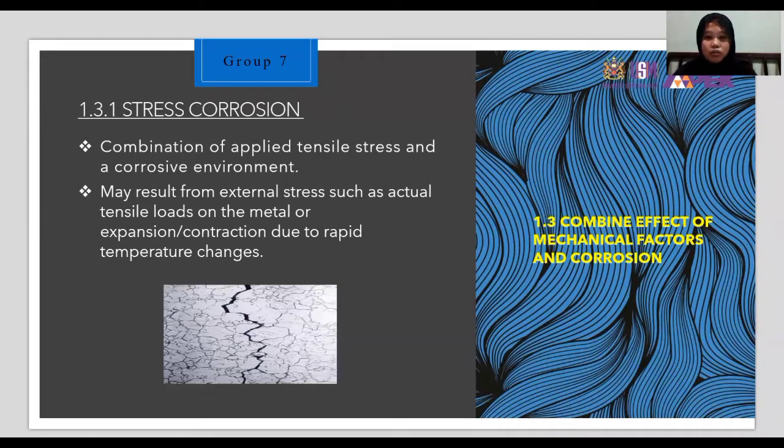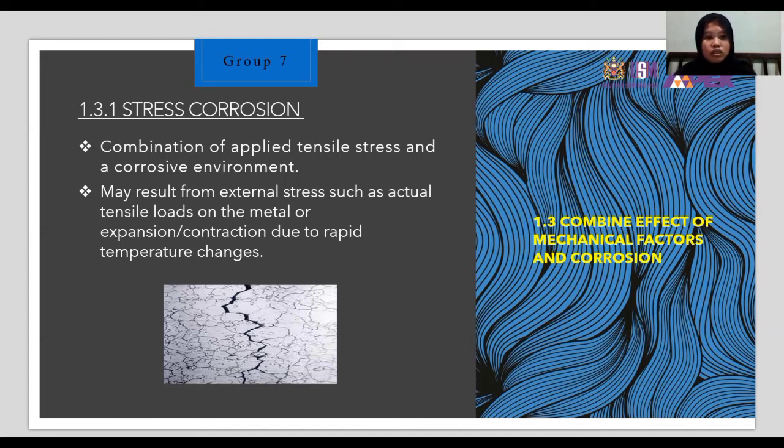Assalamualaikum warahmatullahi wabarakatuh. My name is Nourizati Maisara binti Muhammad Hanafi. I would like to talk about the combined effect of mechanical factors and corrosion. The first one is stress corrosion.